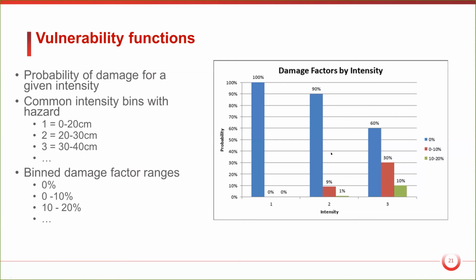But this vulnerability function is telling me that for a particular type of building, for intensity bin 1, which was 0 to 20 centimeters, I have 100% chance of 0 damage. And as my intensities increase from 20 to 30 centimeters, 30 to 40 centimeters, my probability of more damage increases and my probability of 0 damage decreases with increasing intensity, as you'd expect.